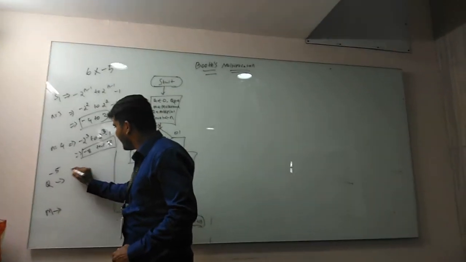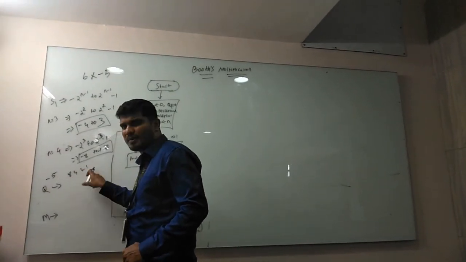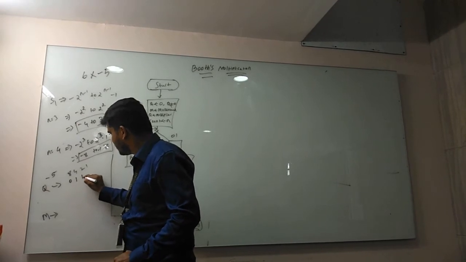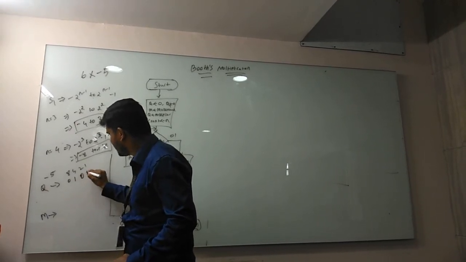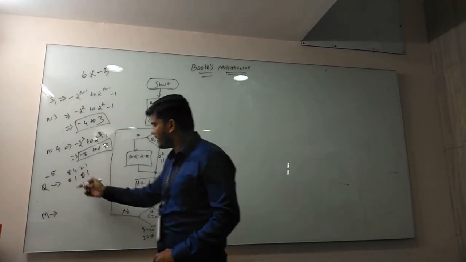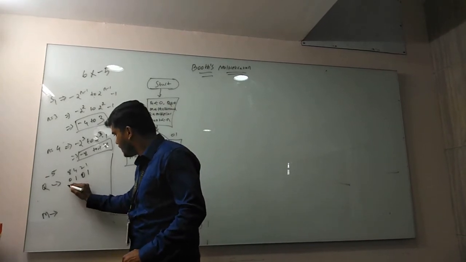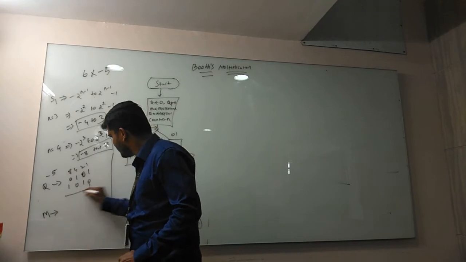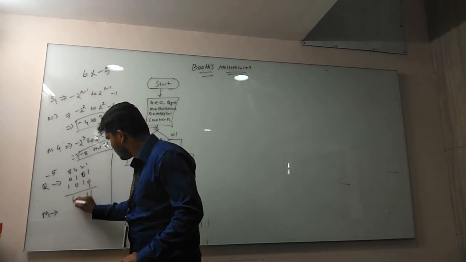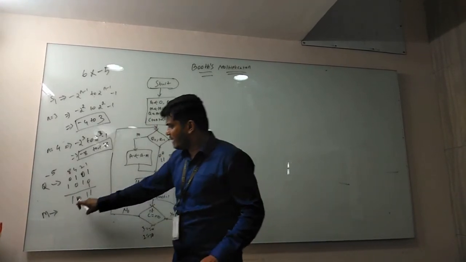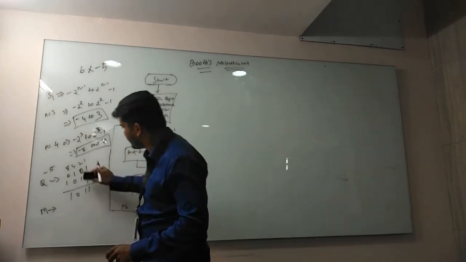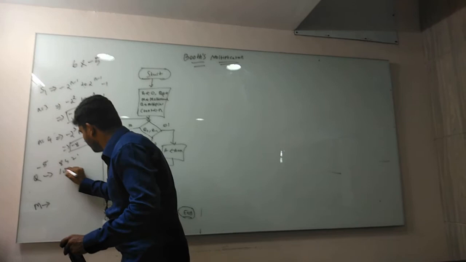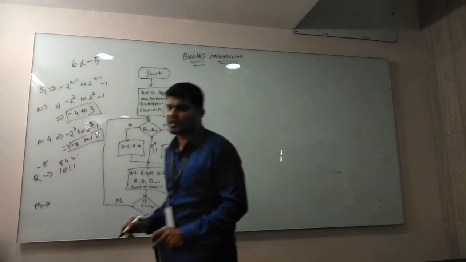How do you write minus 5? 5 we write in terms of 8, 4, 2, 1. Why 4 bits? Because n is 4. So 0, 1, 0, 1. So this is 5. But how do you write minus 5? Just take the 2's complement of it. 1, 0, 1, 0 plus 1. That is 1, 0, 1, 1. So 1, 0, 1, 1 is your Q.